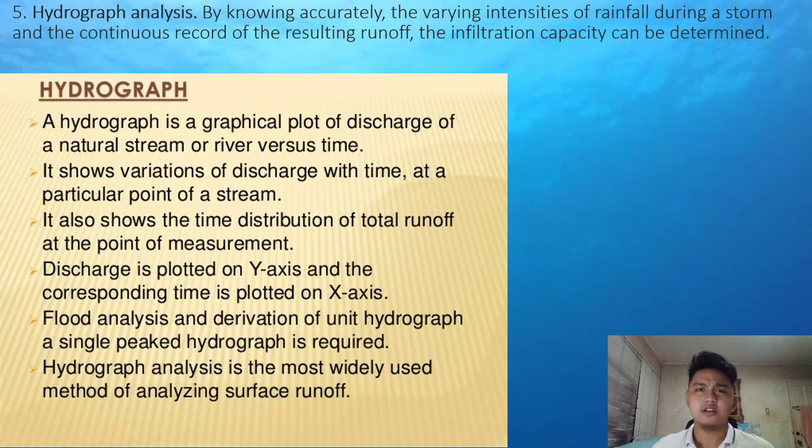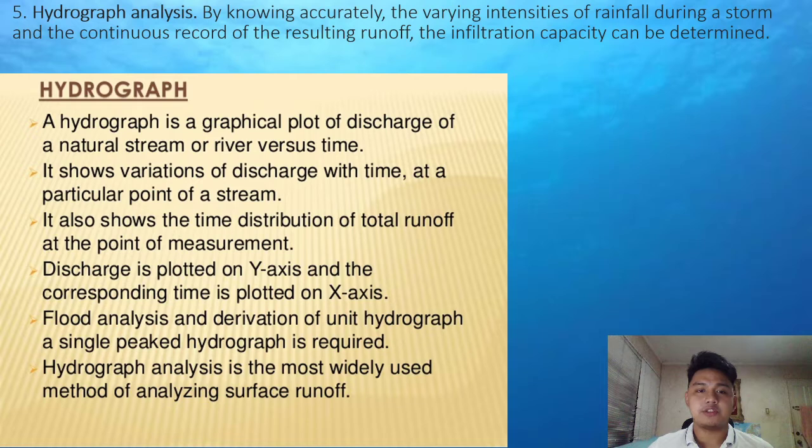Another method is hydrograph analysis. By knowing accurately the varying intensities of rainfall during a storm and the continuous record of the resulting runoff, the infiltration capacity can be determined. A hydrograph is a graphical plot of discharge of a natural stream or river versus time. It shows variations of discharge with time at a particular point of a stream.